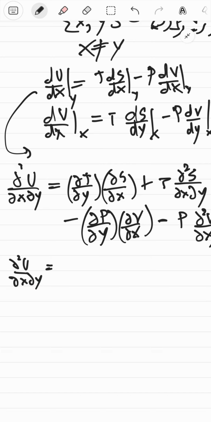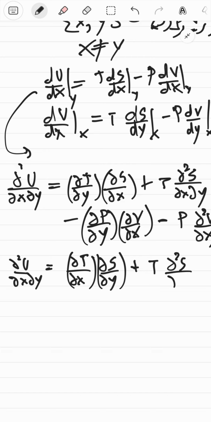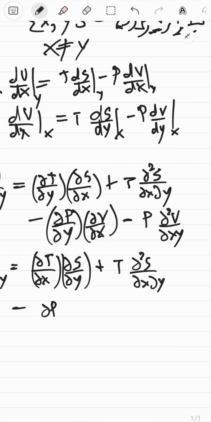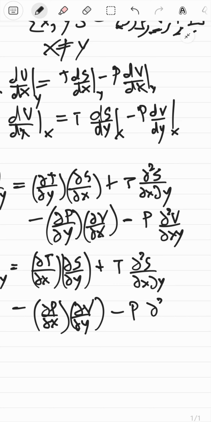once again you do this stuff with this one, so you just get partial t by partial, so now it's with respect to y, so now it's going to be with respect to x over there, so partial x, right? And then you've got partial s by partial y. Plus the same stuff, p partial squared s upon partial x partial y, not caring about the order of differentiation because we don't need to, minus this stuff, so just partial p by partial x, partial v by partial y, right? Minus p partial squared v upon partial x partial y.